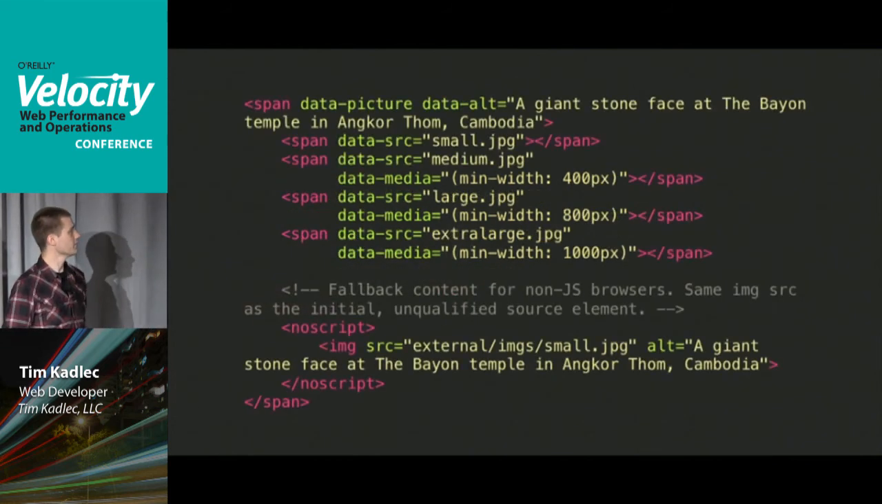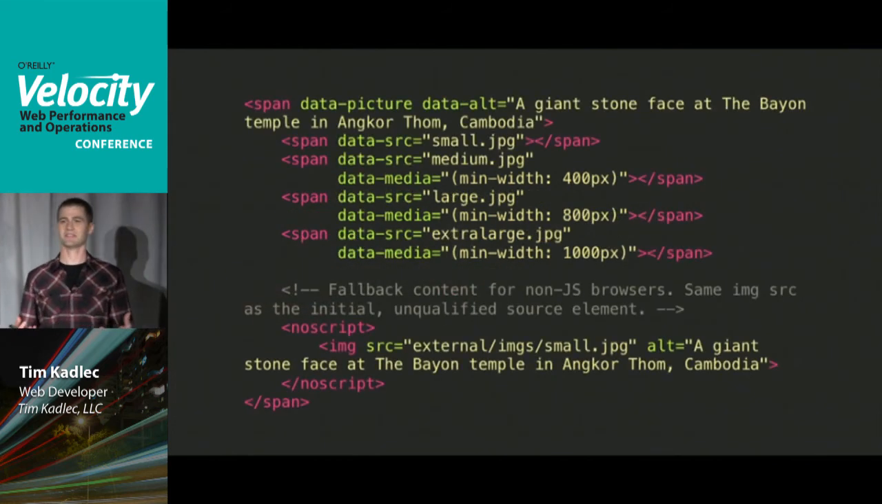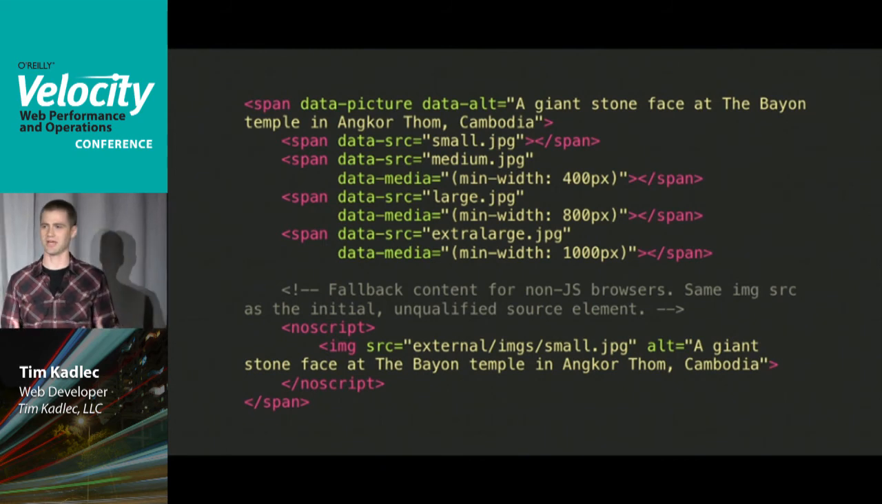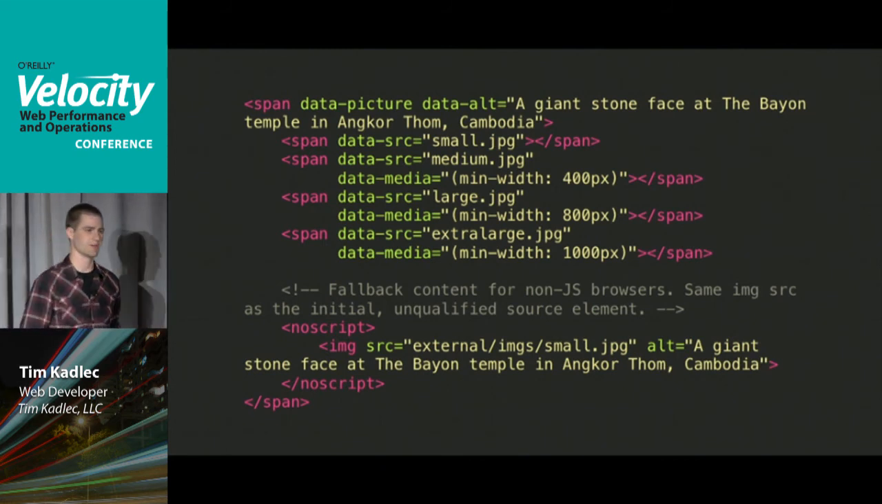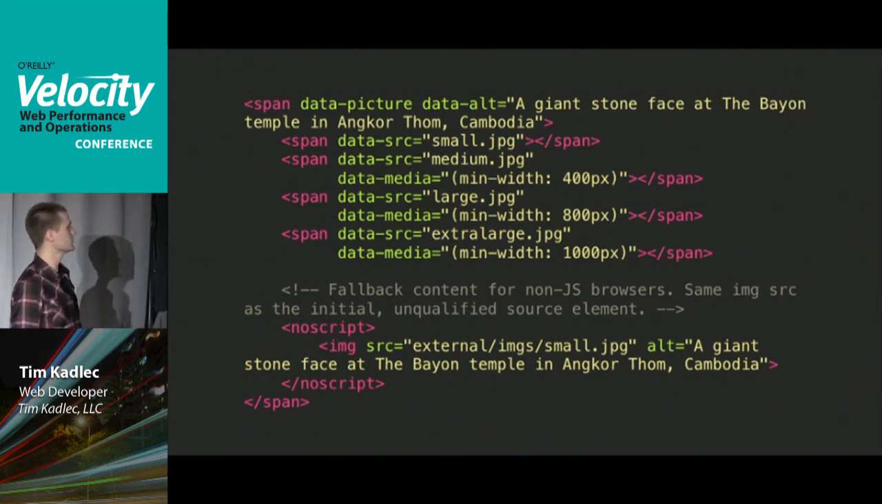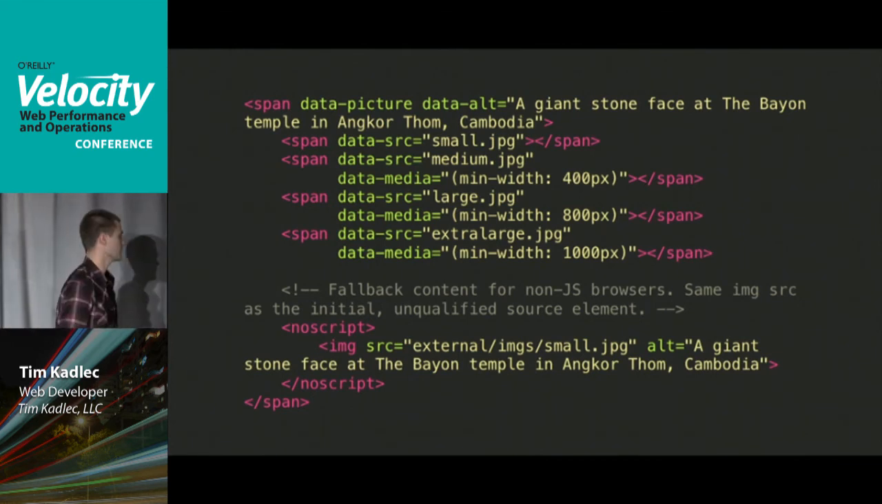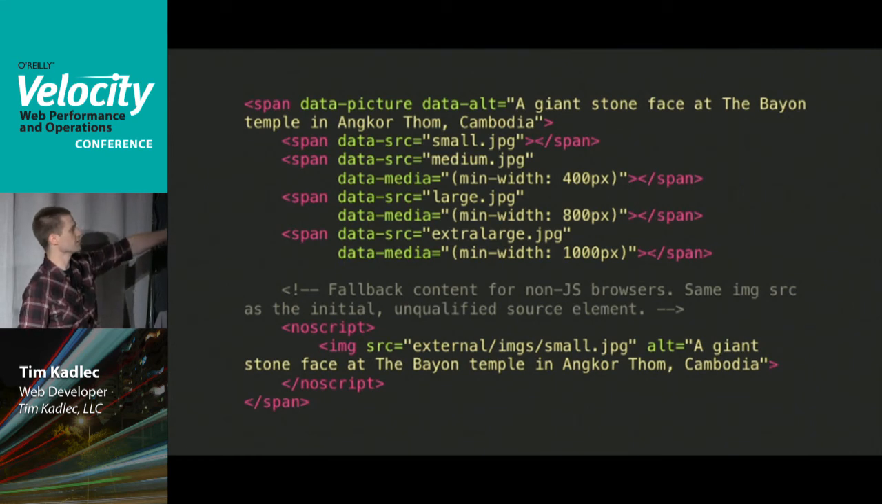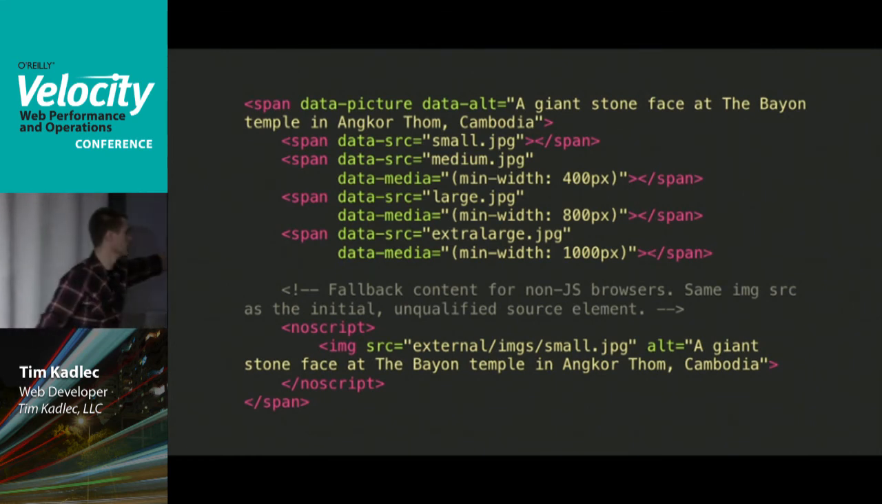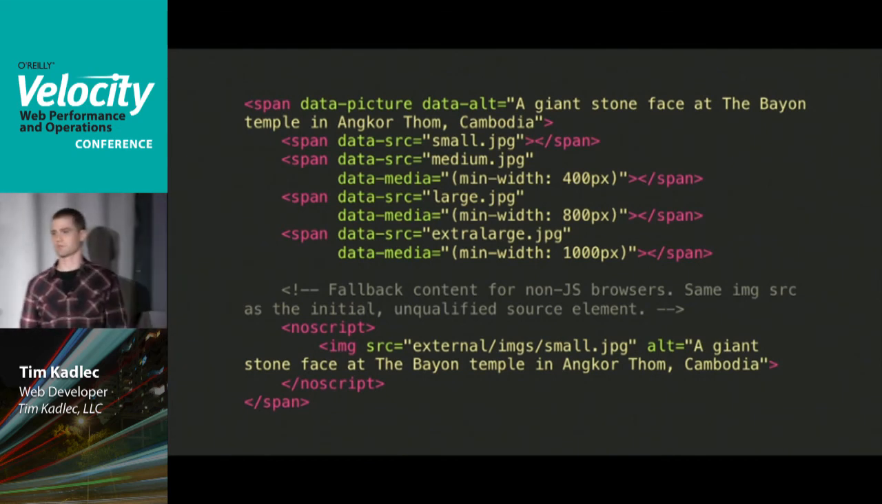There's a polyfill. I guess you can call it a polyfill. It doesn't exist yet. There is a script that lets you use the same general syntax with empty spans right now. And it looks very, very ugly. But it gets the job done. The script basically is going through and evaluating those media queries and pulling in the correct source. If JavaScript isn't enabled, you get the one that's here in the noscript fallback. So it works with no JavaScript.